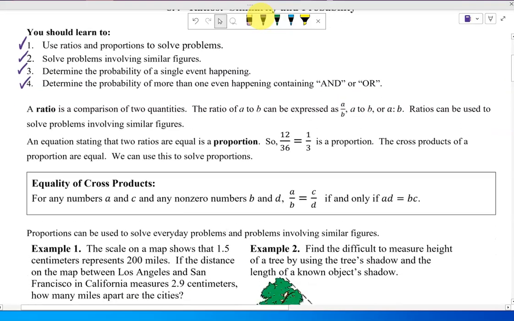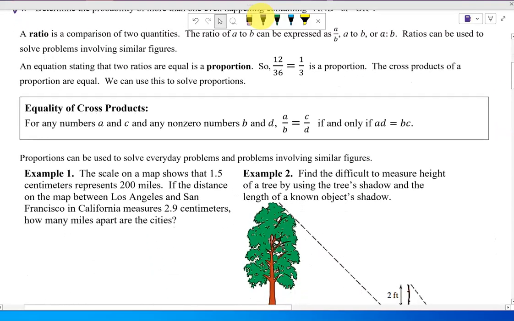Okay, a ratio is a comparison of two quantities. The ratio of A to B can be expressed as A to B, as a fraction A/B, or with a colon in the middle, A:B, and that is also A to B. Ratios can be used to solve problems involving similar figures. An equation stating that two ratios are equal is called a proportion.